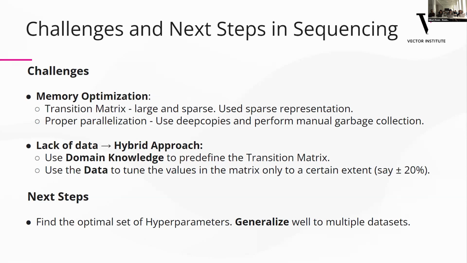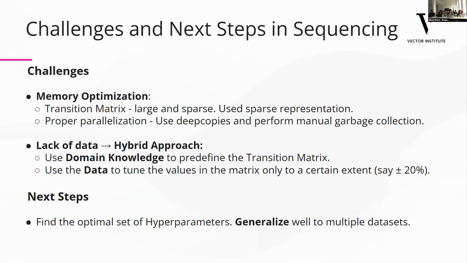Now, there were some challenges that we faced in our sequencing task. The first thing is memory optimization. In a Markov model, we need to use a transition matrix, and for our task, it was large and sparse. So to reduce the memory footprint, we used a sparse representation of the matrix. Second, since we needed to run the Markov model multiple times to ensure total independence, we had to make deep copies. Again, that increased the memory footprint, and so we had to resort to manual garbage collection to remove the unused class instances from RAM.